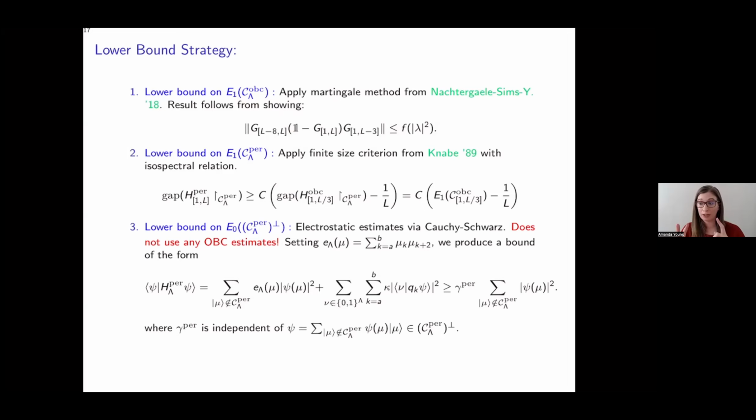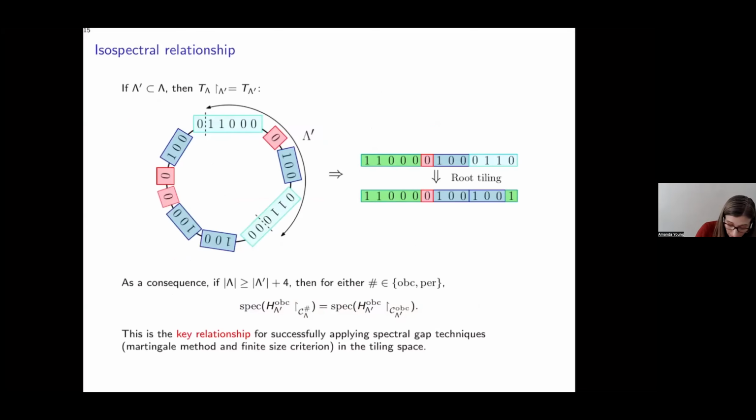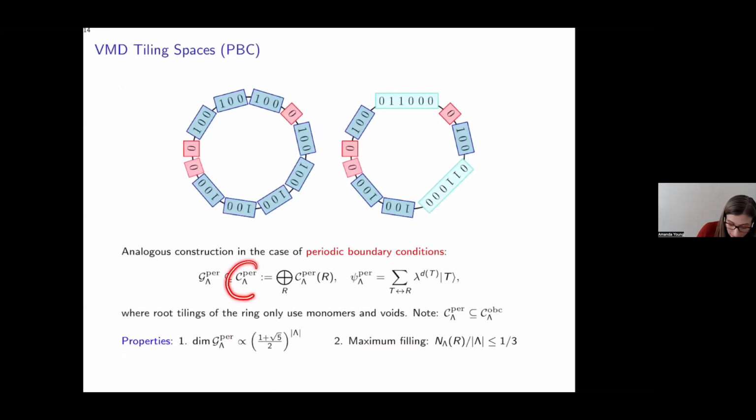I'm trying to get the minimum between the second lowest eigenvalue in this subspace and the lowest eigenvalue in its orthogonal complement when I restrict the Hamiltonian to these 2 subspaces. And what is this subspace C lambda periodic? The C lambda periodic is the subspace that you get from taking all of these tiling spaces that support ground states and taking their direct sum. So they happen to be mutually orthogonal subspaces. So you know that it's an invariant subspace of the Hamiltonian, and it supports all of the ground states.